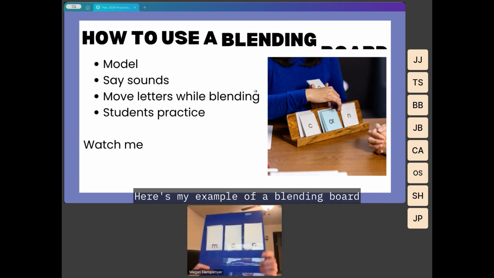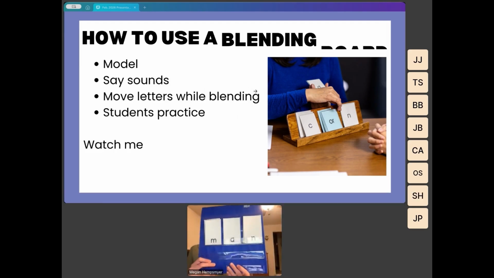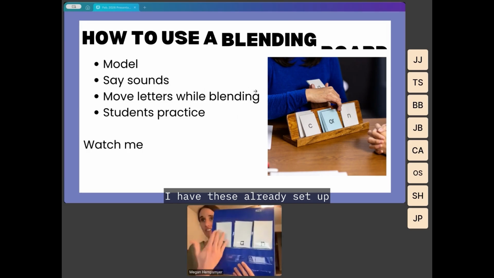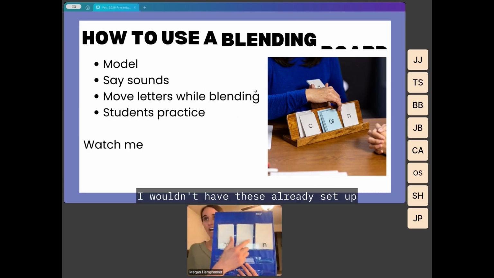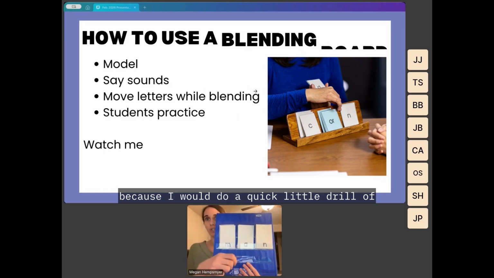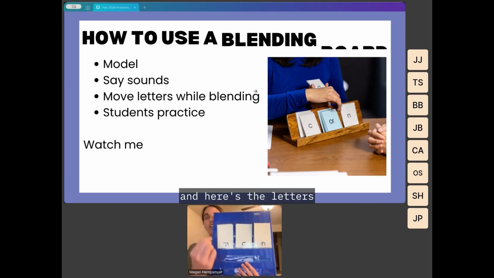Okay, so here's my example of a blending board. I believe you can still see me even with the presentation. I have these already set up, but if I was with my students, I wouldn't have these already set up, because I would do a quick little drill of, okay, here's the letters I'm going to say, and here's the letters that I'm going to use.